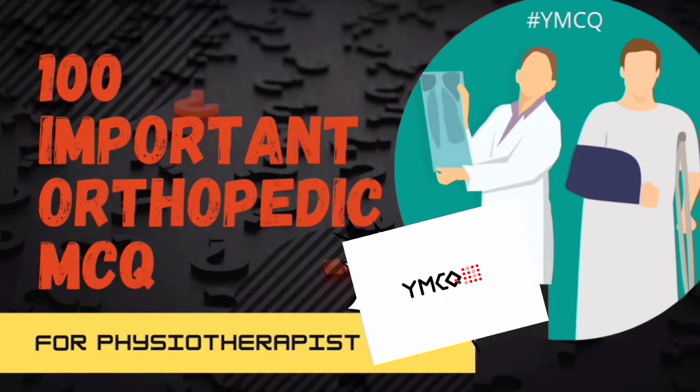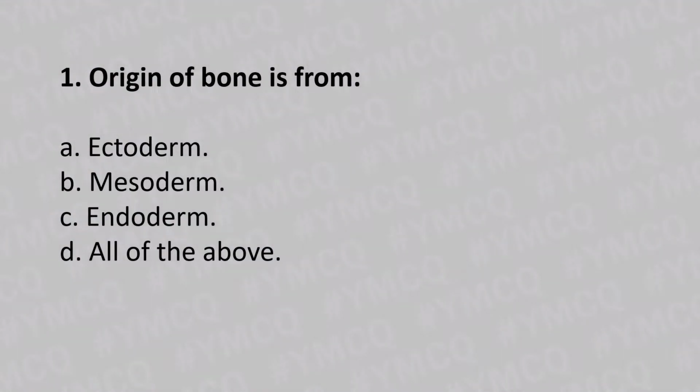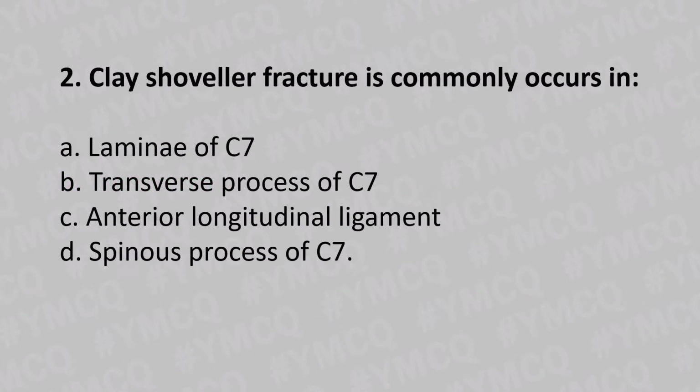Moving to our first question, origin of the bone is from option A, ectoderm, option B, mesoderm, option C, endoderm, option D, all of the above. And the answer is option B, mesoderm.